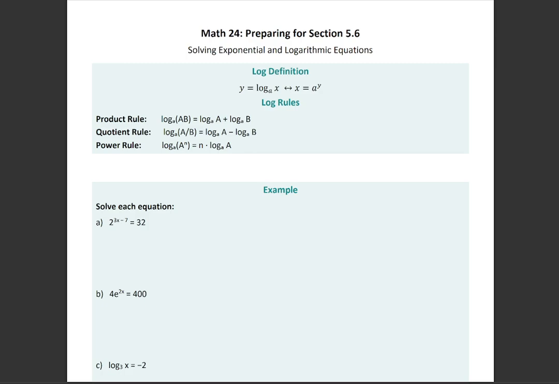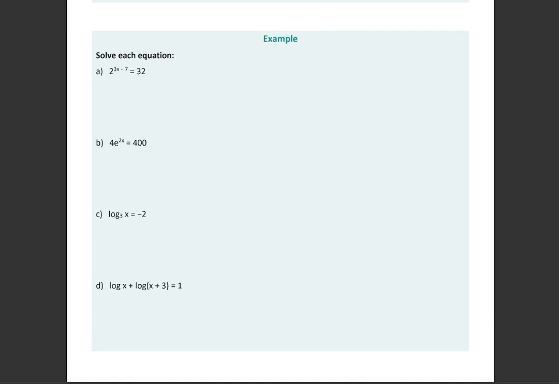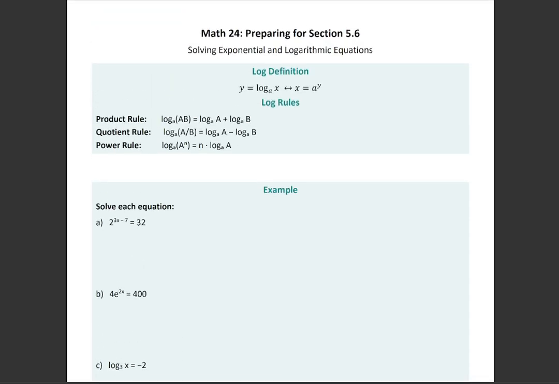Today we're covering some examples in preparation for section 5.6. It'll be super helpful if we're really solid on these types of problems where you have to solve for x inside of either an exponential equation or a logarithmic equation. So that's what we're practicing here today.